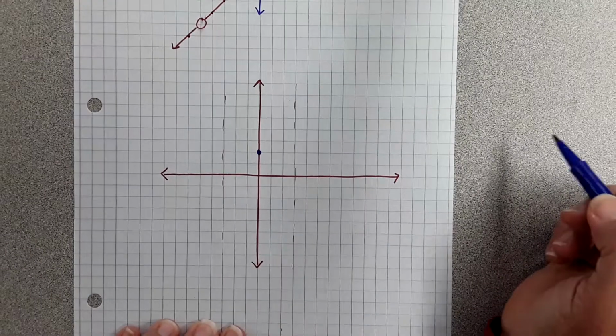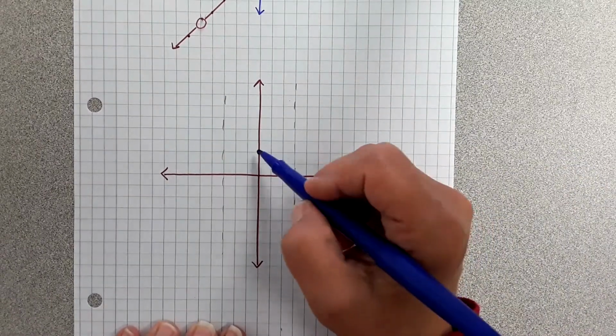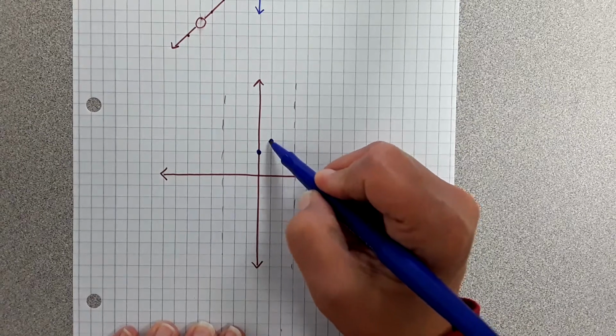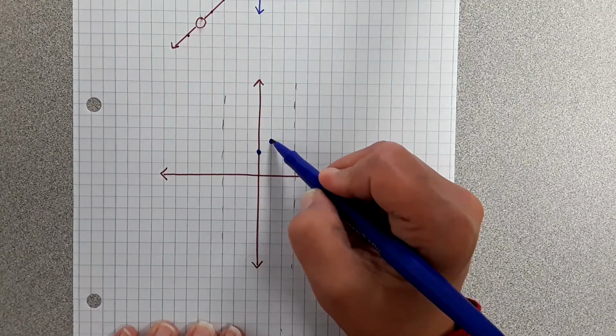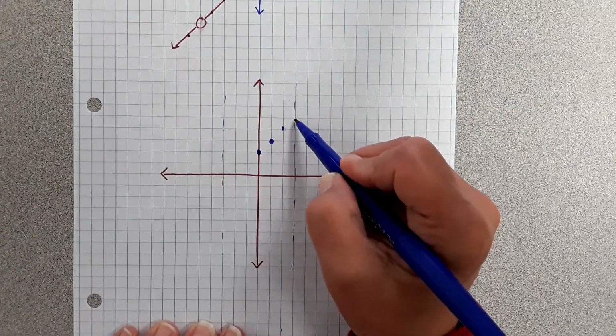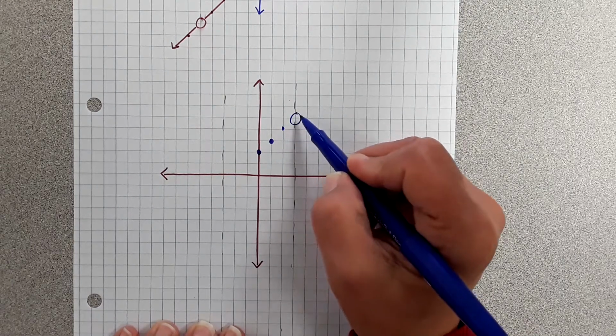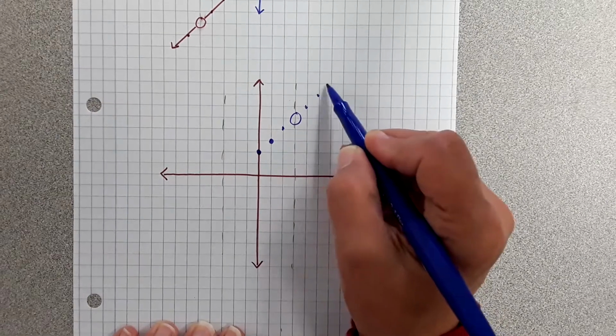My slope is 1, so that means I'm going to rise 1 and run 1. So up 1, to the right 1, and I'm going to keep going. Oh, but see, I'm about to cross that line, so I'm going to put a circle, and then I'm going to keep going.